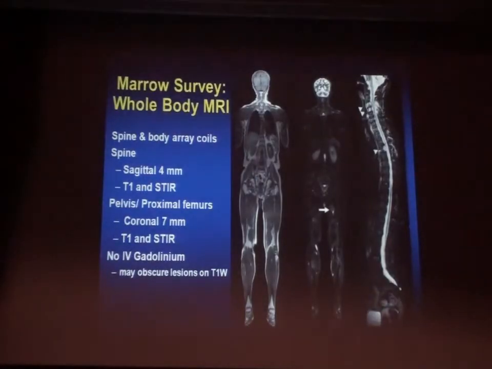One of the things we're seeing more and more of is using whole body MRI to do a marrow survey, and here are some examples of that. That gives us the advantage of seeing the entire marrow and getting a sense of tumor burden.